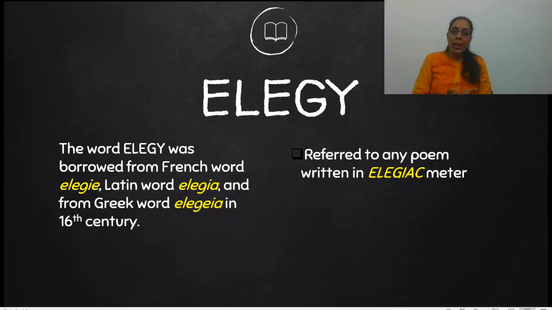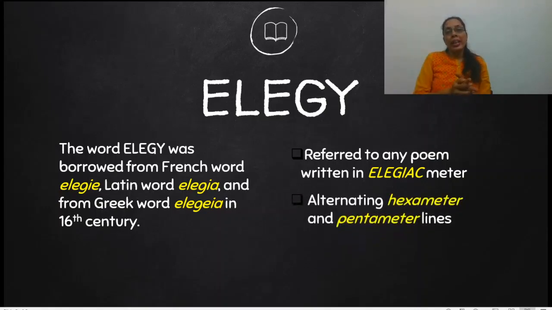Now, what is elegiac meter? Elegiac meter is alternating hexameter and pentameter lines. That is, elegy used to be a poem which was written in this particular type of meter. So, hexameter lines, that is lines having 12 syllables, and pentameter lines having 10 syllables. So any poem which would have one line written in hexameter and one in pentameter, then one in hexameter, one pentameter, that kind of poem would be known as elegy earlier.